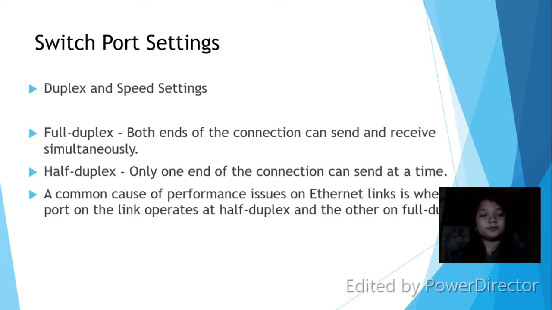Switch port settings, duplex and speed settings. Full duplex: both ends of the connection can send and receive simultaneously. So in full duplex, the two PCs can send and receive data at the same time, while in half duplex only one end of the connection can send at a time. One PC sends while the other PC receives, so it is one at a time. A common cause of performance issues on Ethernet links is when one port on the link operates in half duplex and the other in full duplex.